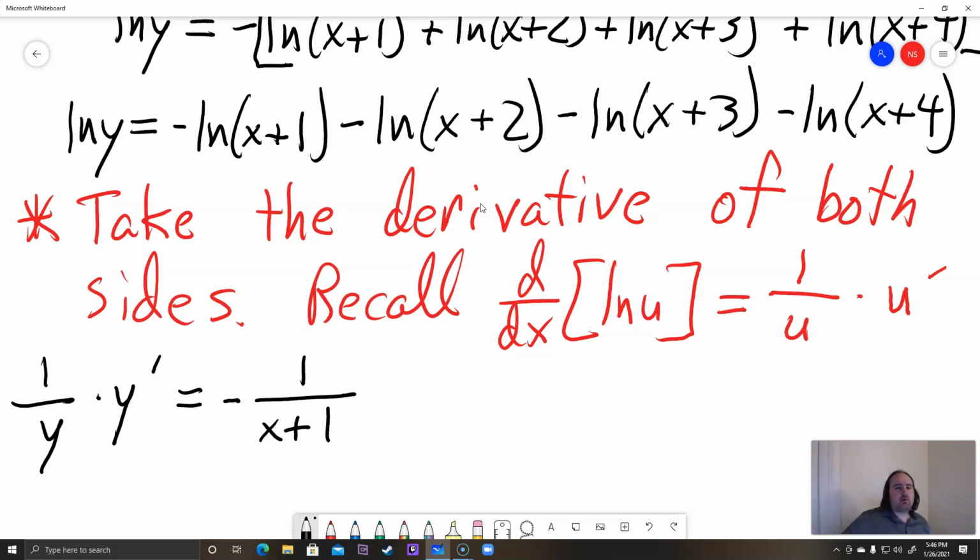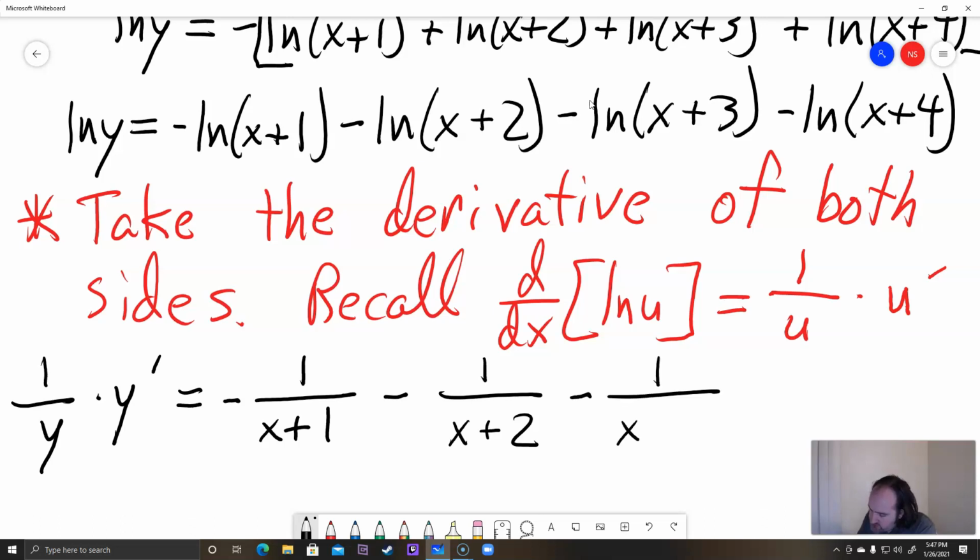And then if you use the chain rule, that's just going to be times the derivative of x plus 1, which is just 1. So you don't really need to write times 1 here, because the derivative of x plus 1 is just 1. Okay, so we're just going to write negative 1 over x plus 1 minus 1 over x plus 2. Same thing. The derivative of ln is 1 over, and then the derivative of x plus 2 is just going to be 1, so we don't need to write it. Okay, and then we're going to have minus 1 over x plus 3 minus 1 over x plus 4.